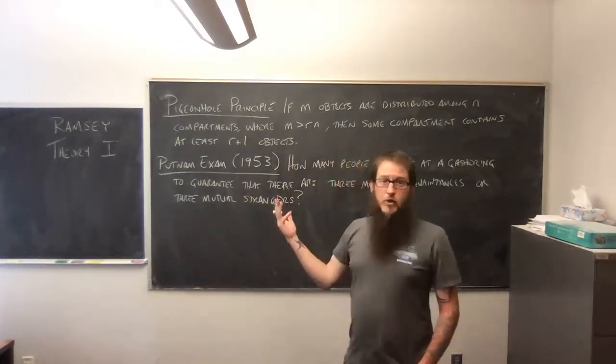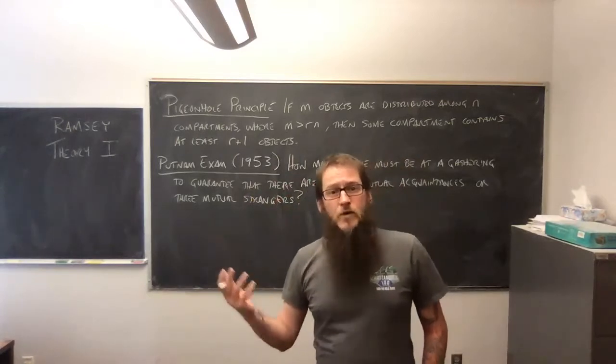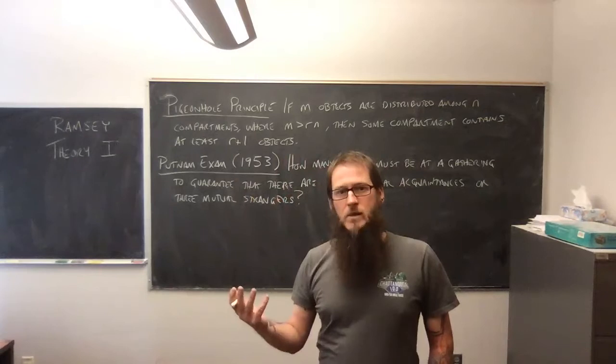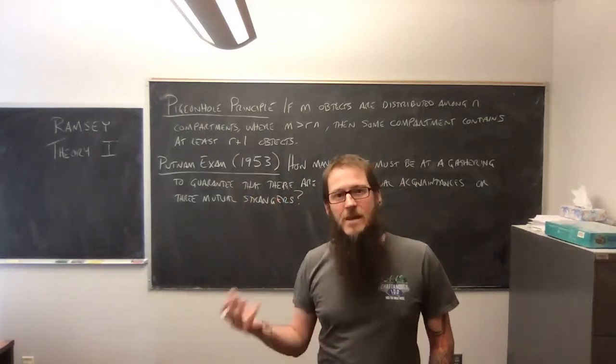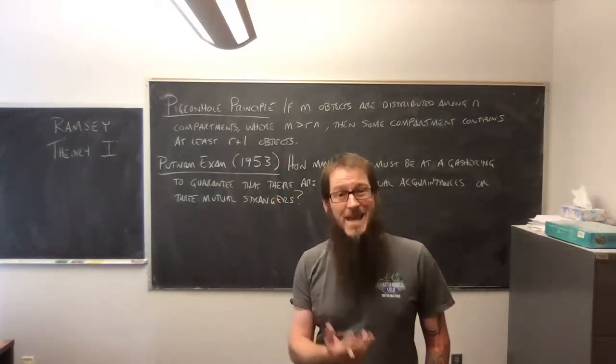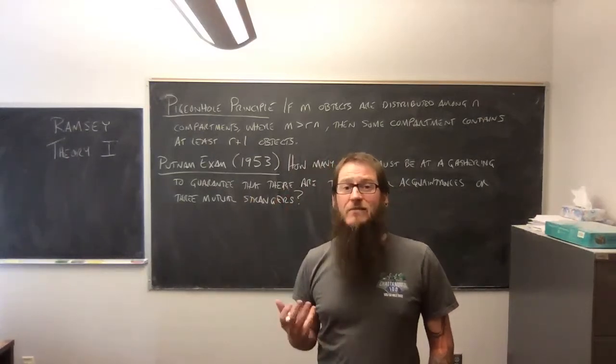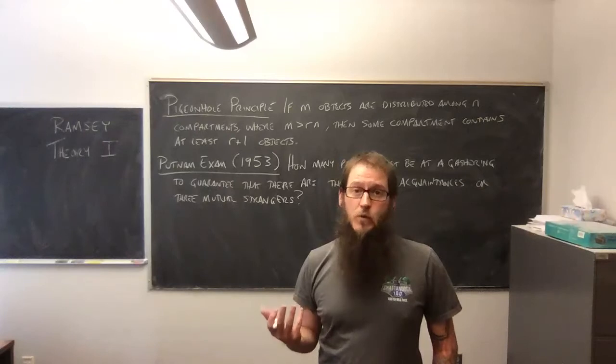So let's recall the general pigeonhole principle. If we start out with M objects and we have N compartments, and we're working under the assumption that M exceeds R times N, then we can guarantee that at least one of those compartments will have at least R plus one of the objects within it.